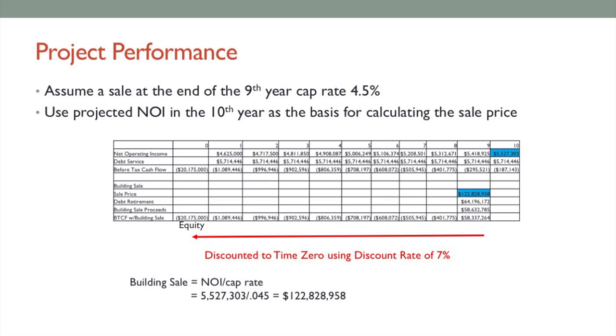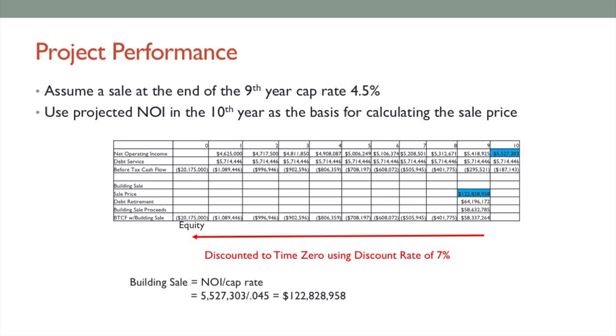We have to take out the amount of debt that still remains because the developer, the property owner, has to pay back the loan. And then we have the building proceeds here, which is essentially the sale minus the debt retirement. Then I come up with the before-tax cash flow with all the years, and the last year includes the sale of the building. I also incorporate the equity into the calculation because it's relative to the equity. So this would be a discounted cash flow analysis based on a 9-year sale for this office building.